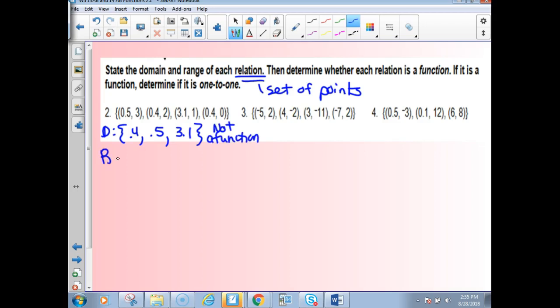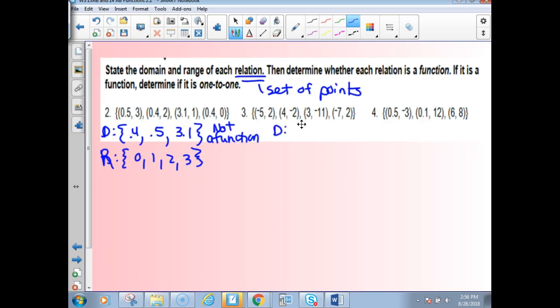The range, we'll use an R and then a bracket and put in the values for the range. The smallest of which is 0, then we got 1, 2, and 3. It's asking us if it's a function, and if it's a function, determine whether it's one-to-one. Well, it's not a function in the first place, so it can't be one-to-one. I think I wrote everything down that I'm supposed to about that. Yeah, I don't have to write not one-to-one because it's not a function in the first place.